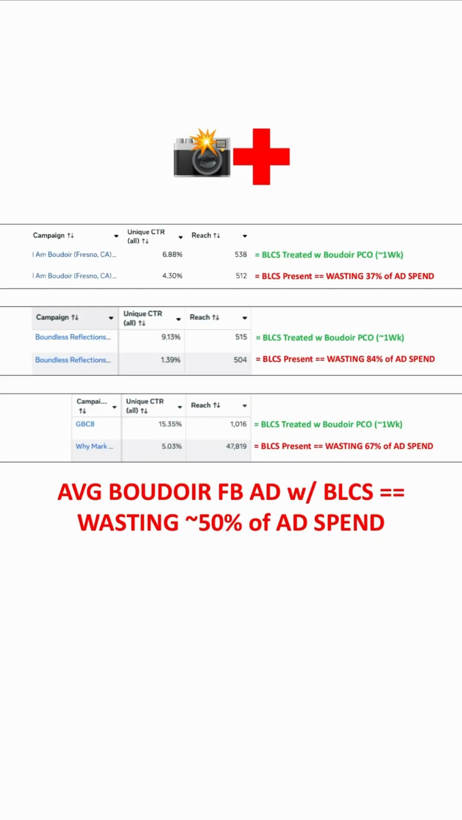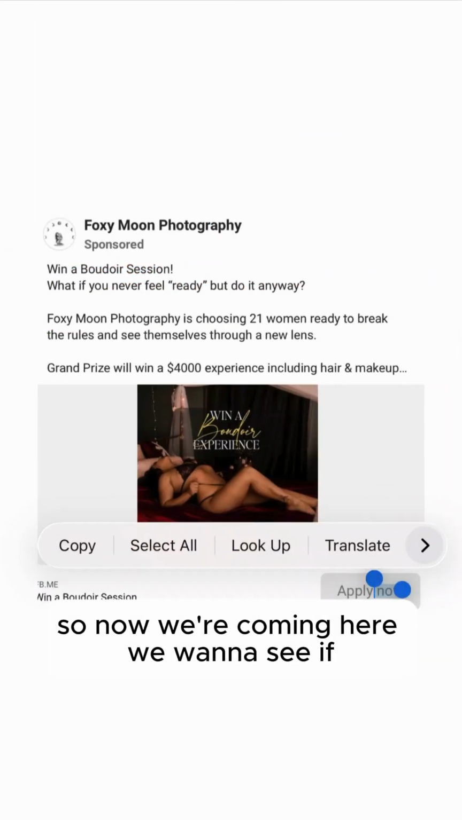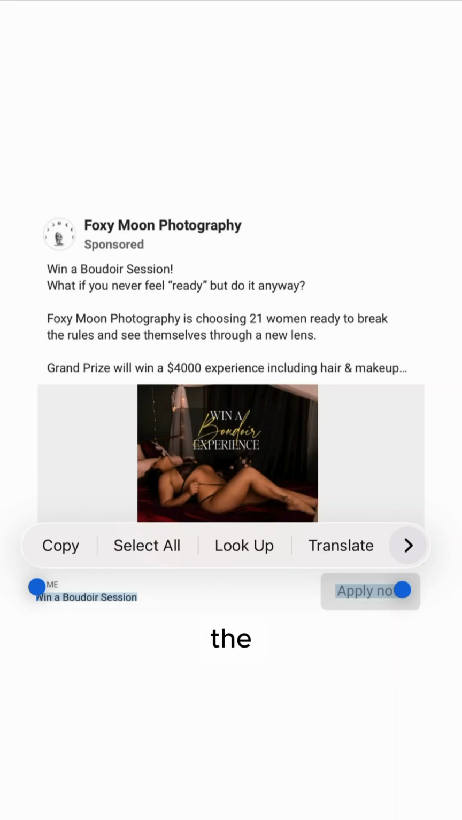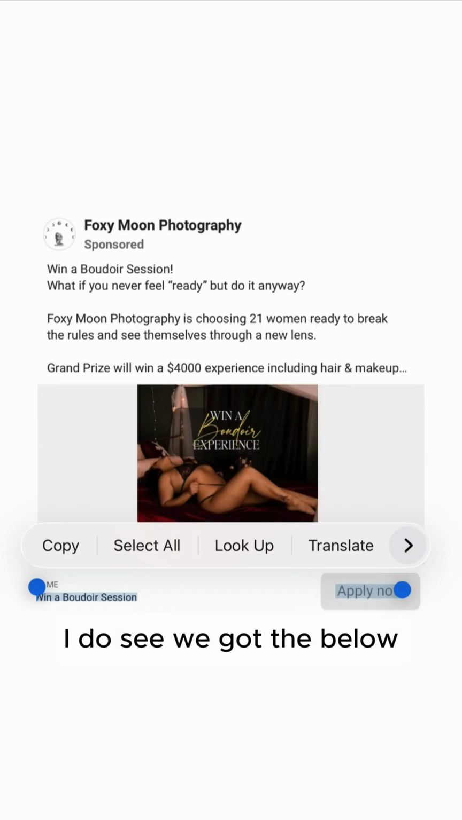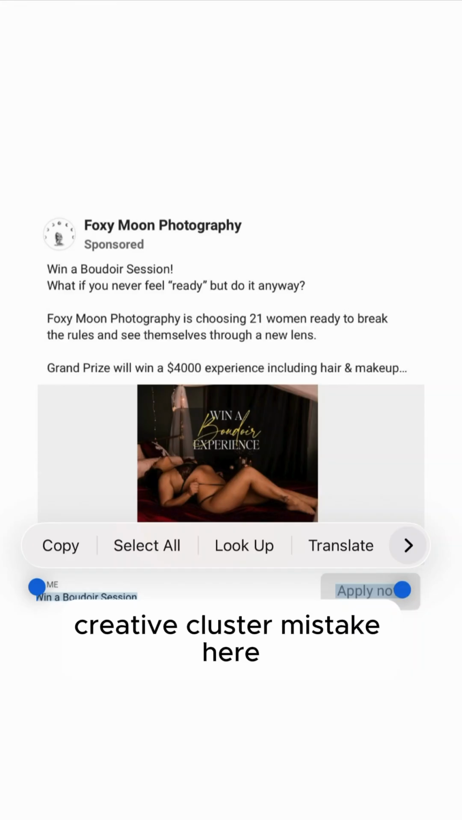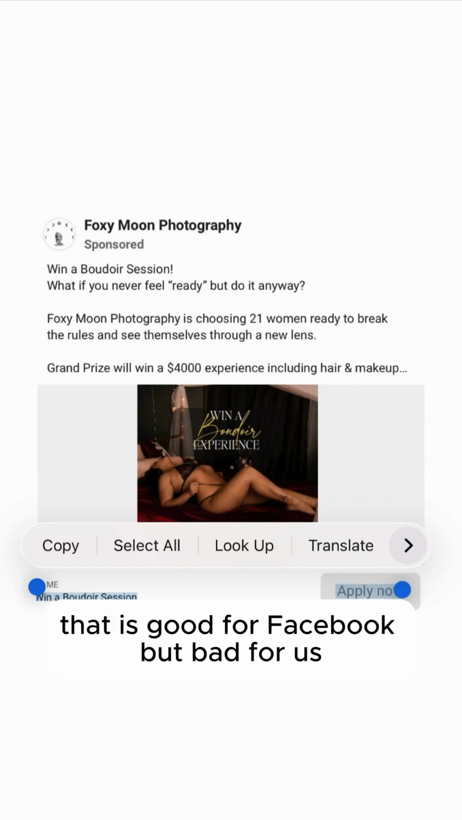So we want to fix that. So now we're coming here. We want to see the checkout, see what things we got that could be causing BLCS, if any. So I do see we got the below creative cluster mistake here. This is filling out all the things Facebook recommends us to fill out. That is good for Facebook, but bad for us.